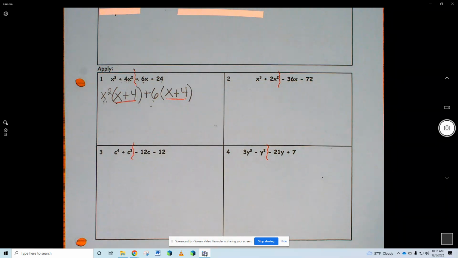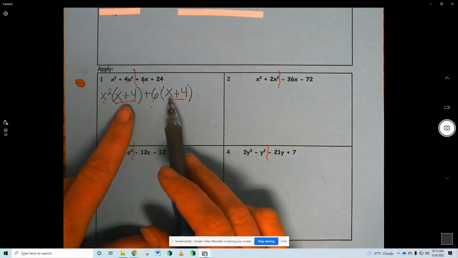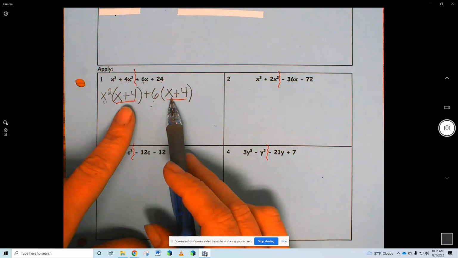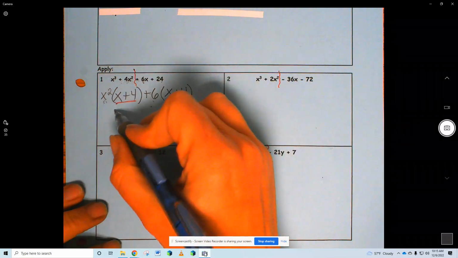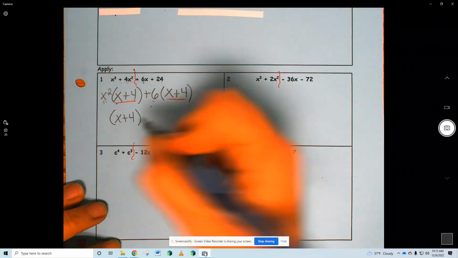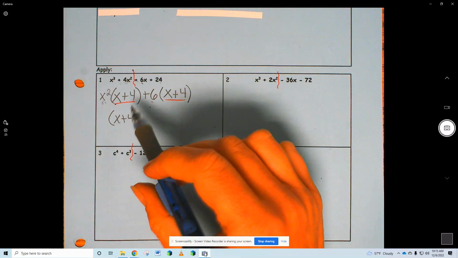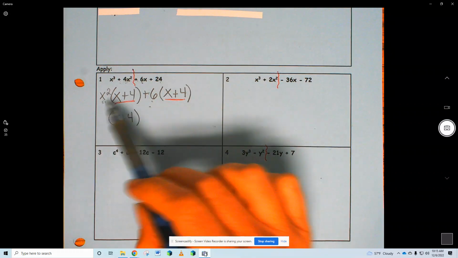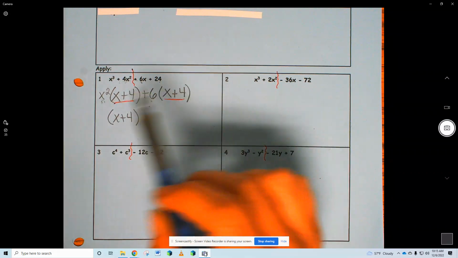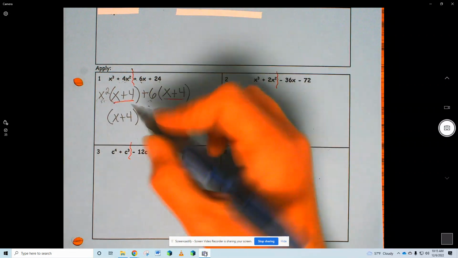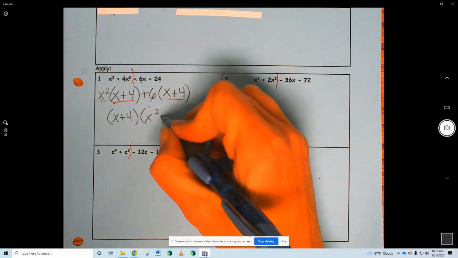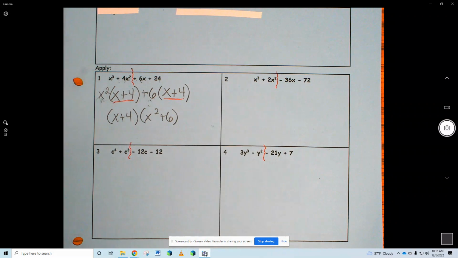That's my GCF. The x plus 4 is what's in common in both of these. So I'm going to factor out an x plus 4. I only write it once. And then what's still left? An x squared plus a 6. You need your parentheses to match up.